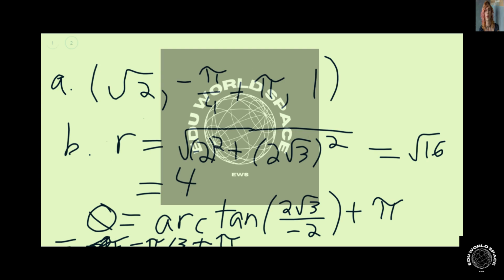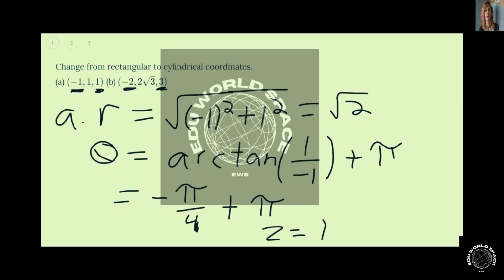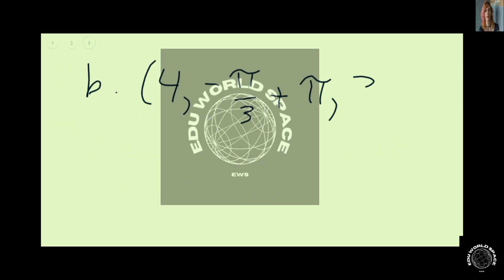Okay, so we'll summarize everything on the next page. 4 was our r value, minus pi over 3 plus pi. That's our theta. And then the z value is just the z value that showed up in the rectangular coordinates, 3.